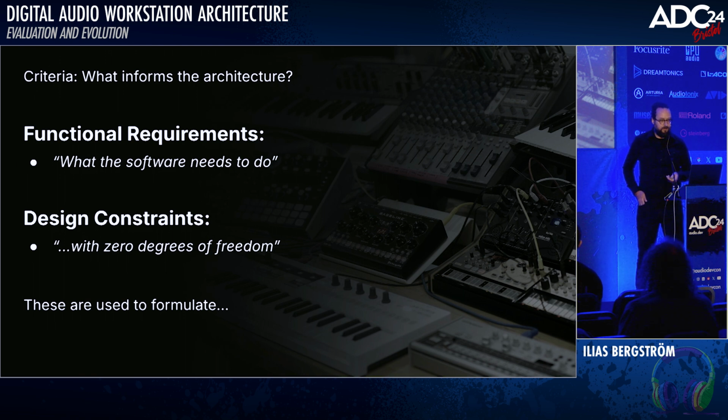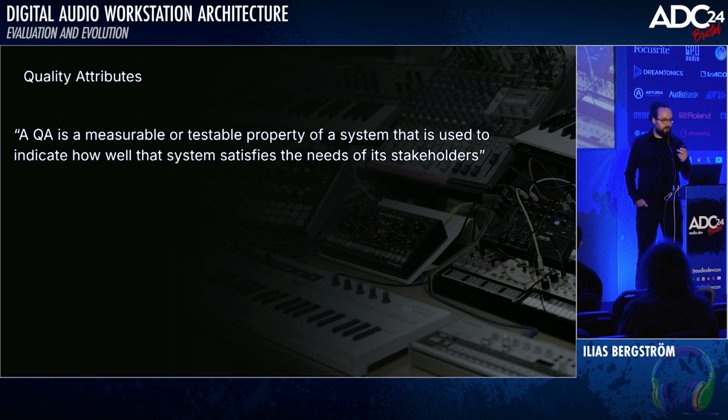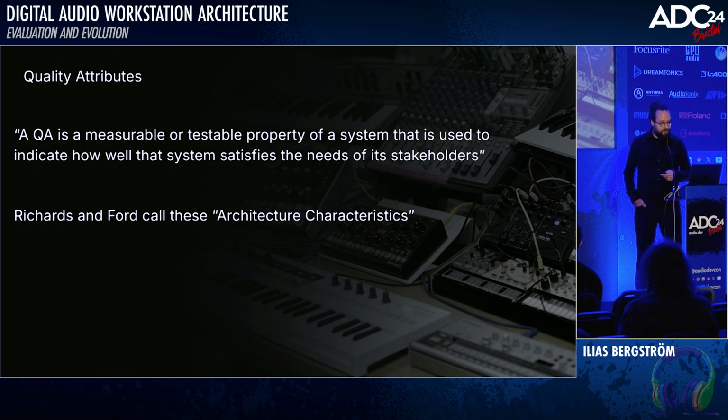So to evaluate something, you need criteria. What informs the architecture? You have functional requirements, what the software needs to do, and you have design constraints with 0 degrees of freedom. It's like, you need to run on this embedded platform. That's your constraints. Things like that. These are used to formulate what's called quality attributes. What is a quality attribute? It's a measurable or testable property of a system that's used to indicate how well that system satisfies the needs of its stakeholders. Richards and Ford call these architecture characteristics.